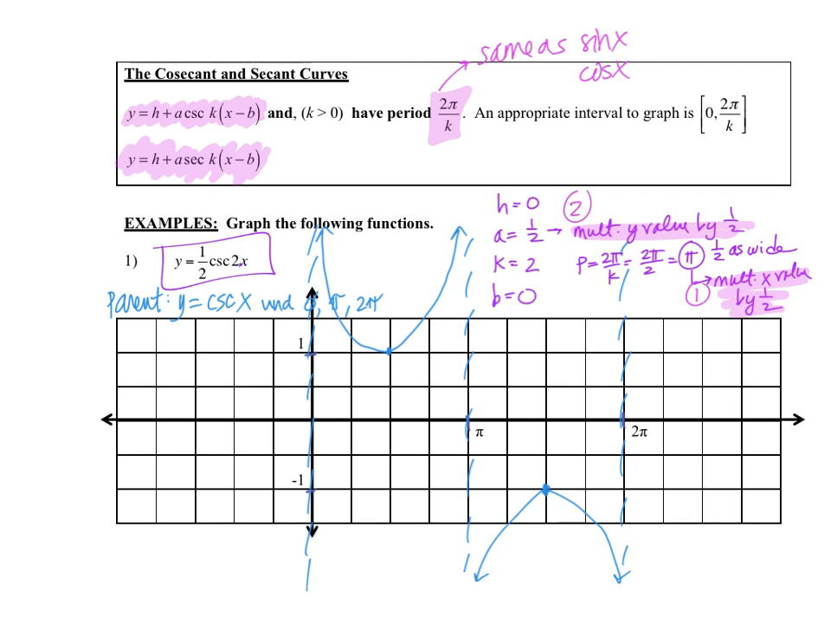So I'm going to set my asymptotes. All right, this first asymptote is at the x value of 0. So 1/2 of 0 is still 0. That asymptote.